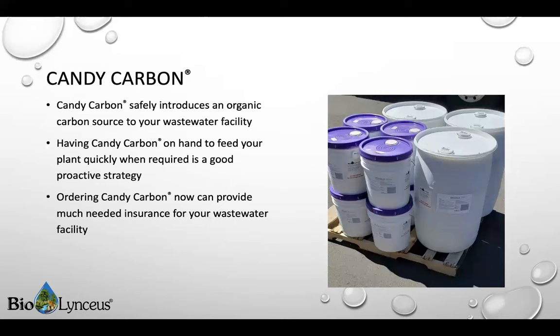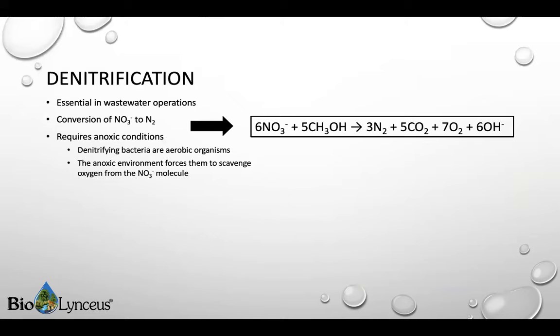Having Candy Carbon on hand to feed your plant quickly when required is a good proactive strategy and can safeguard your facility against low F/M ratios. In addition to improving low F/M ratios, Candy Carbon can also be applied to enhance the denitrification process. Denitrification is the ever-essential conversion of nitrate to nitrogen gas.